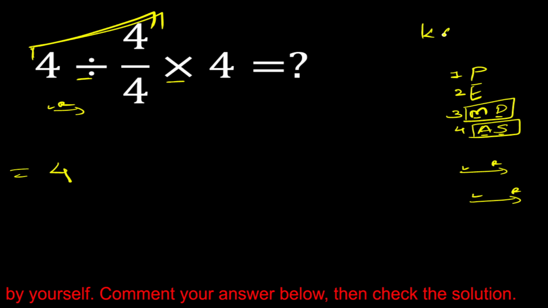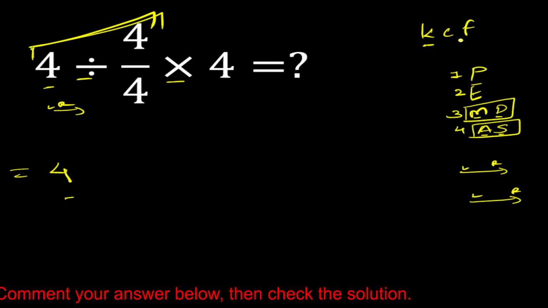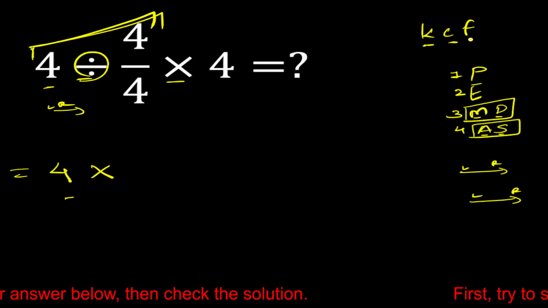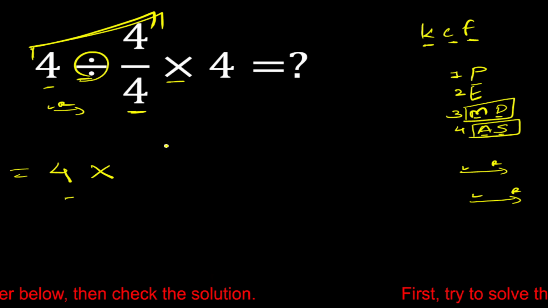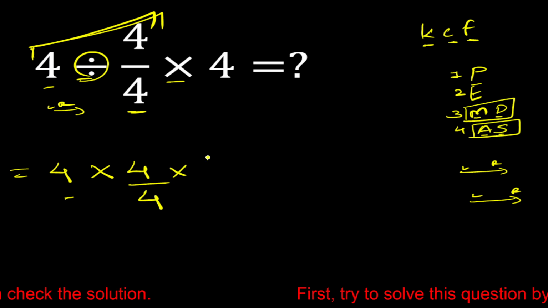Now according to the KCF rule, K means keep this 4 as it is, the same. C means change this sign from division to multiplication. And F means flip the second fraction. 4 upon 4 is equal to 4 upon 4, multiply 4.